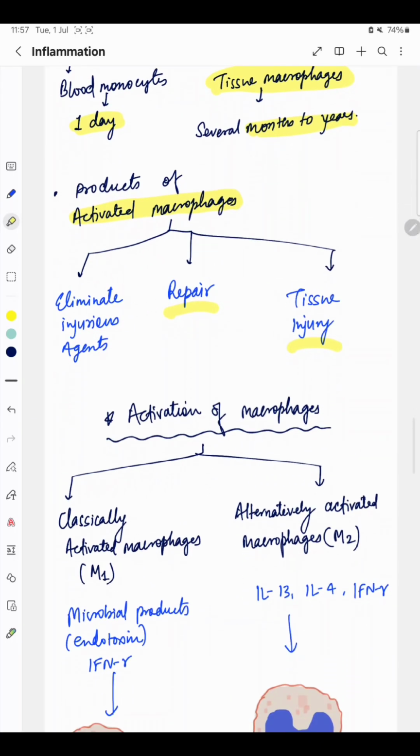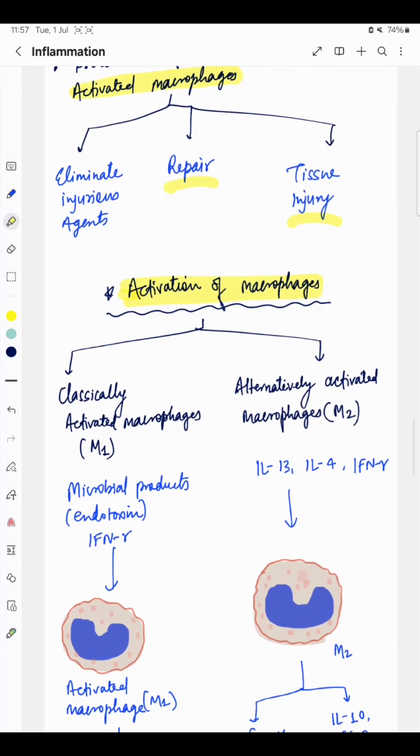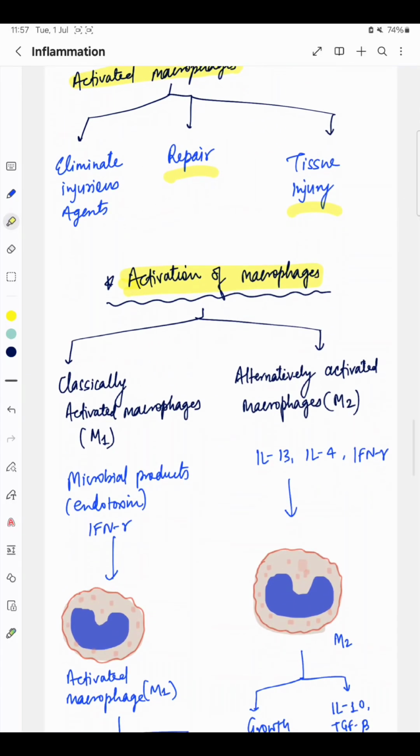One of the very important topics is the activation of macrophages. This plays a very important role in the inflammation and healing process. So we will see how macrophages get activated. There are two pathways. Classically activated macrophages, known as M1, and alternatively activated macrophages, known as M2.